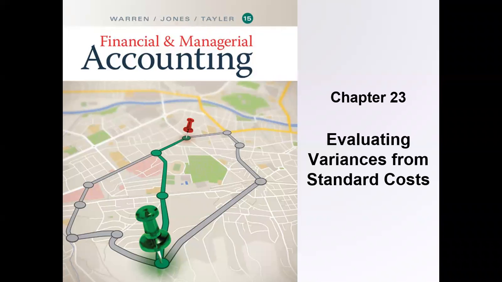Okay, so we're into chapter 23, which is about standard costs and what are called cost variances.